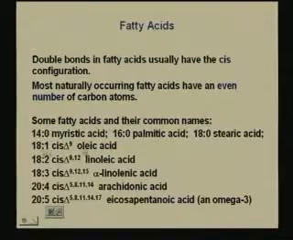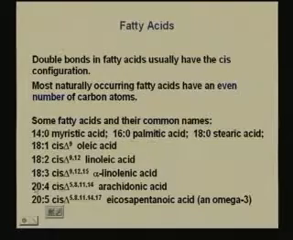Then we go to oleic acid. It is 18:1 cis. The cis isn't usually put in, just the delta 9 is sufficient because most of them are cis anyway. So, 18:1 delta 9 means that oleic acid is an 18 carbon fatty acid with one double bond between carbons 9 and 10. Okay, that is as simple as that.